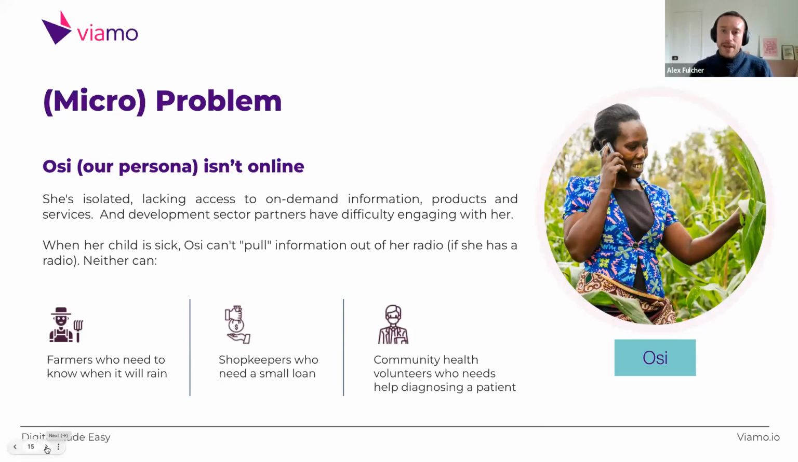Let me introduce to you OC, the persona that we use at the center of our design. And we can explain our problem statement that we work towards. OC isn't online. She's isolated. She's lacking access to on-demand information, products, and services. And the development sector's partners that we work with at VIAMO have difficulty engaging with her. When her child is sick, OC can't pull information out of her radio, nor can farmers who need to know when it will rain, shopkeepers who need a small loan, or community health volunteers who need help diagnosing a patient.